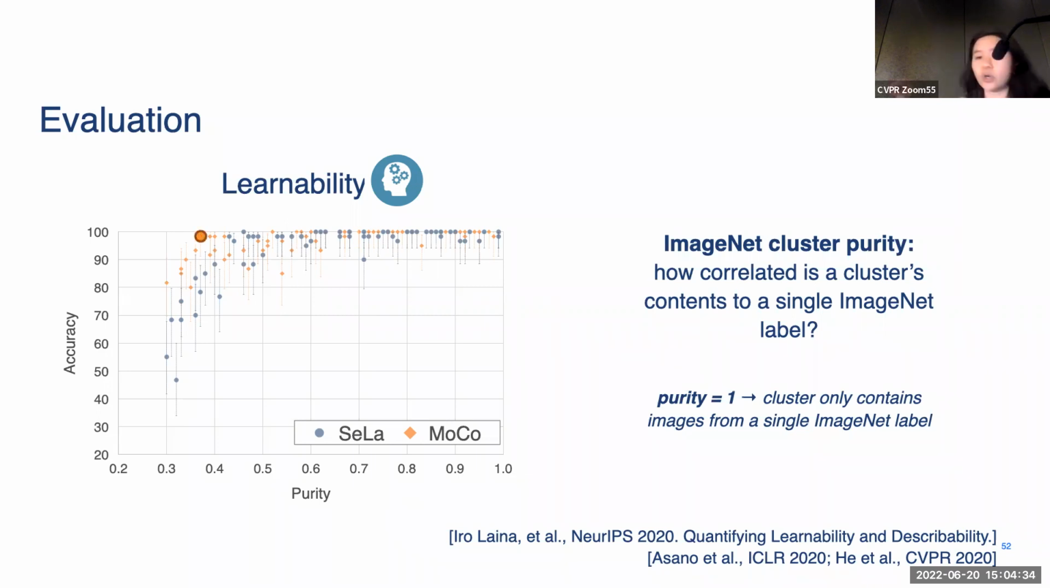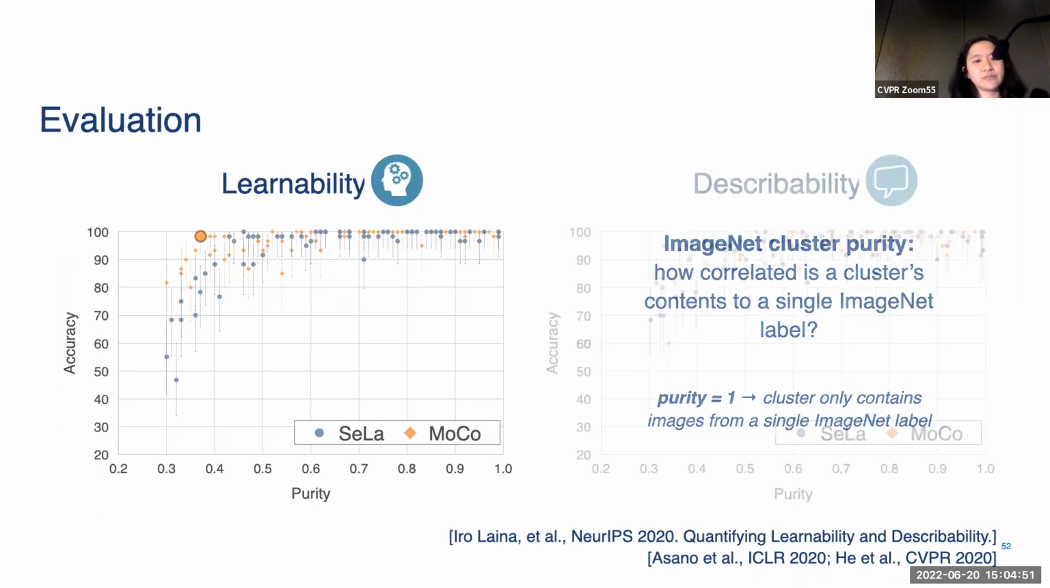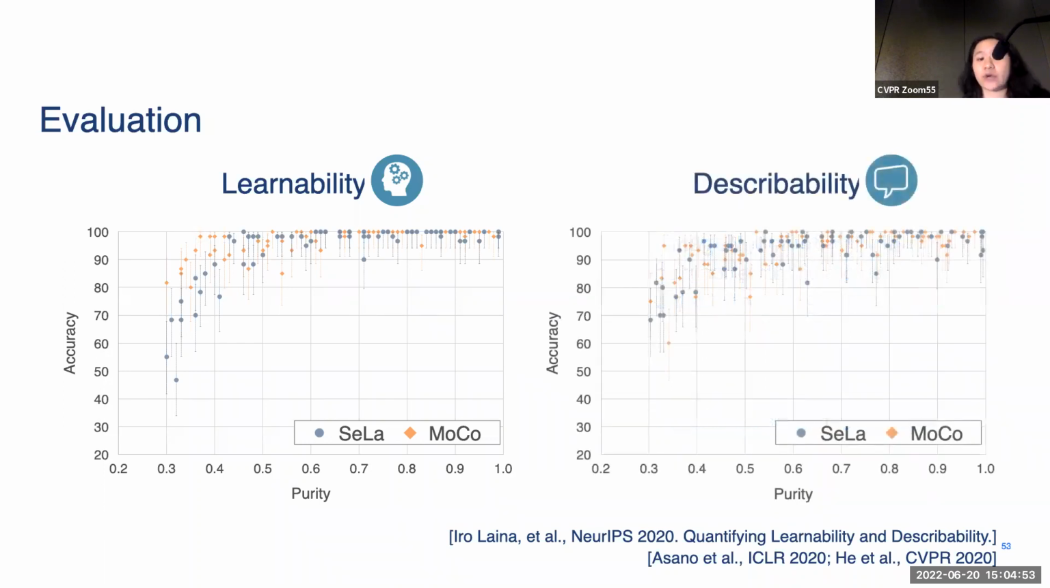So now this highlighted orange dot represents a MoCo cluster with low ImageNet purity. That is, it doesn't correlate well with any particular ImageNet label, but it achieves nearly 100% in our learnability task, suggesting that it encodes a very semantically coherent concept despite not being correlated with an ImageNet label. And when we look at a similar graph for our describability task, we also find that clusters can be described automatically almost as well as they can be learned from visual examples. And when we get to a purity of around 0.5, we get almost 90% plus accuracy on our tasks.